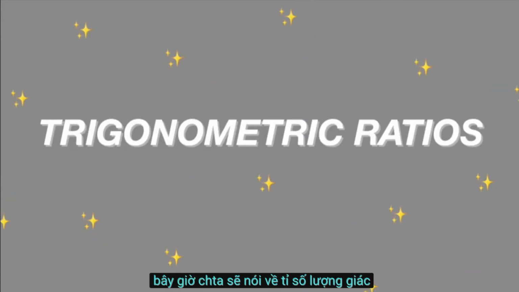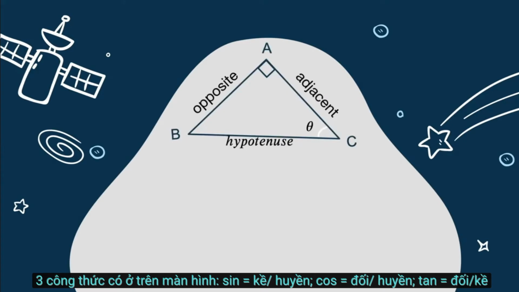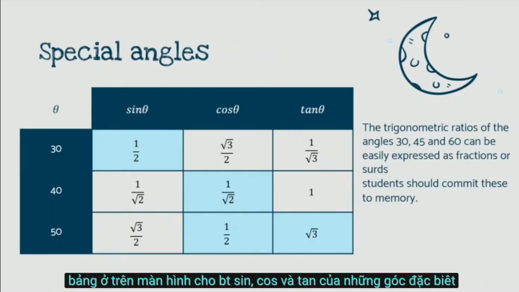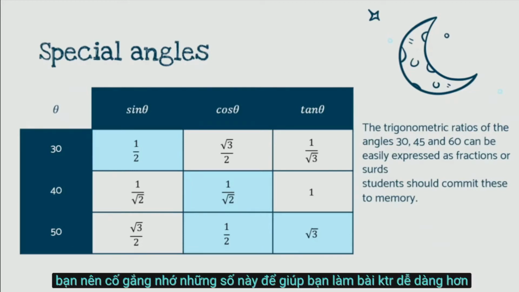So next, let's move on to trigonometric ratios. We have the 3 formulas: the sine of the alpha angle is equal to opposite over hypotenuse, and the cosine is adjacent over hypotenuse, and the tangent is opposite over adjacent. Okay, so these are special angles. The trigonometric ratios of the angles 30, 45, and 60 can be easily expressed as fractions or surds. So students should commit this to memory, as it is really convenient in your examination.